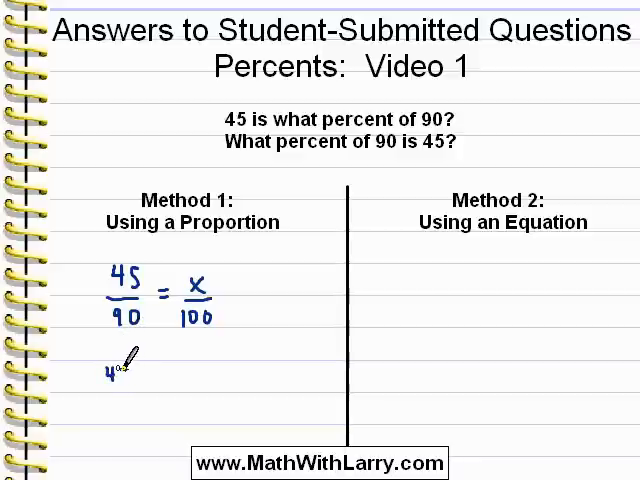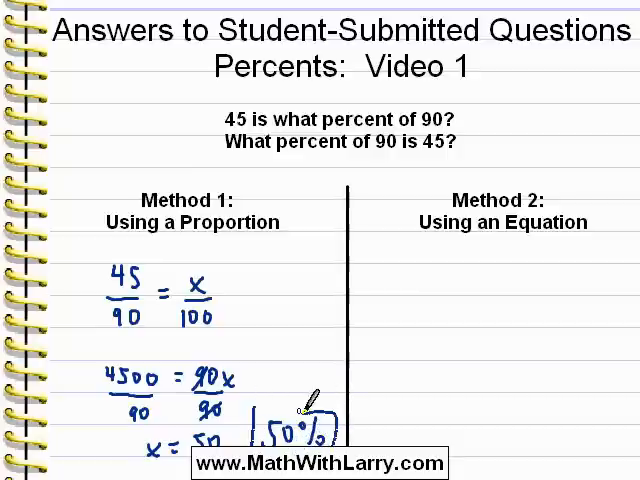Skipping a few steps for the basic arithmetic, we get 4,500 equals 90x. Divide each side by 90. And again, skipping some basic arithmetic, we get x equals 50. Now in this case, 50 is actually our answer. Because it's 50 over 100, and by definition percent is over 100, the answer is 50%.